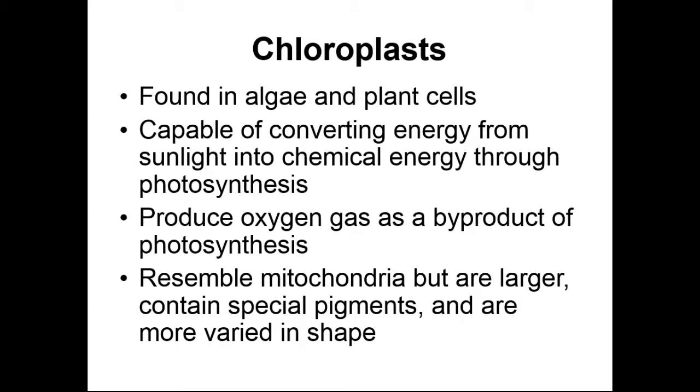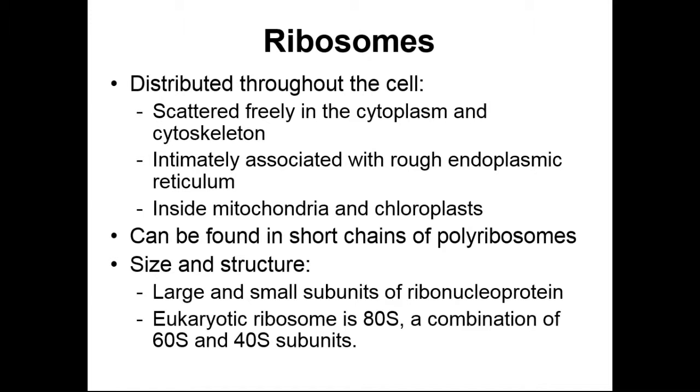A byproduct of photosynthesis is oxygen, and thankfully we as humans breathe in that oxygen. Something that's similar between the chloroplast and the mitochondria is that the chloroplast, just like the mitochondria, has a smooth outer membrane and then has an inner membrane with lots of folds in it. Chloroplasts are larger than mitochondria, though, and contain special pigments, notably chlorophyll, and have some more variety in the shape of their structures.